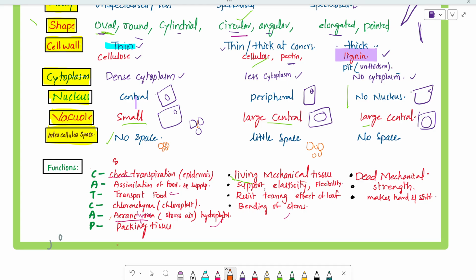It also helps in the packing of some of the organs in the plant. So that is why it is called packing tissue. This you can write as the functions of parenchyma.